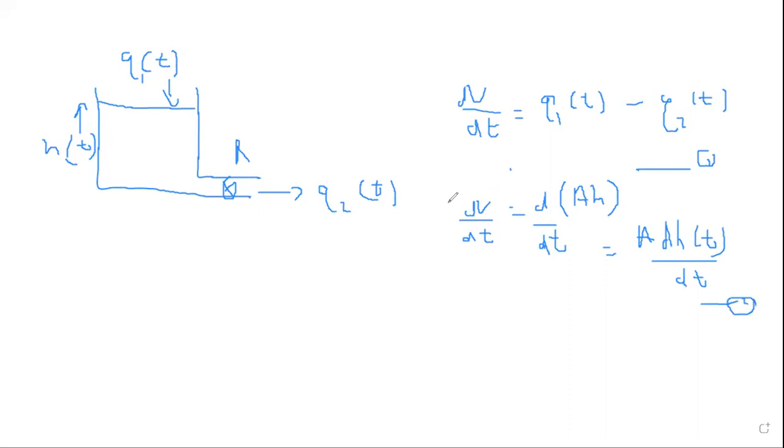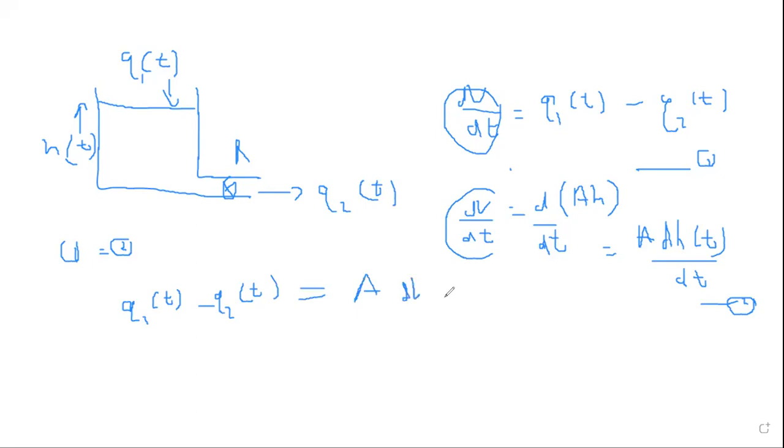Now you can see that these two are equal, so we can get 1 equals 2. So q1(t) minus q2(t) equals A dh over dt. Is my handwriting clear? I'm using the mouse, so I'm not sure whether it's clear. If any part is not clear, let me know. Is it clear, Nipun? Yes, sir, it's clear.